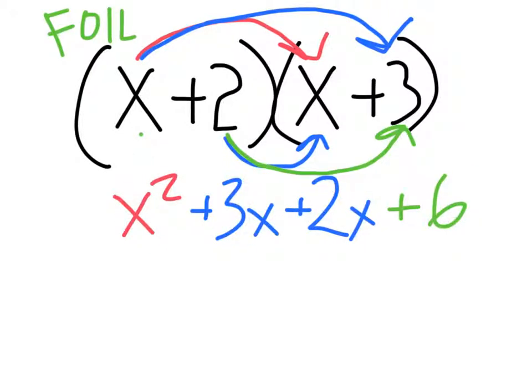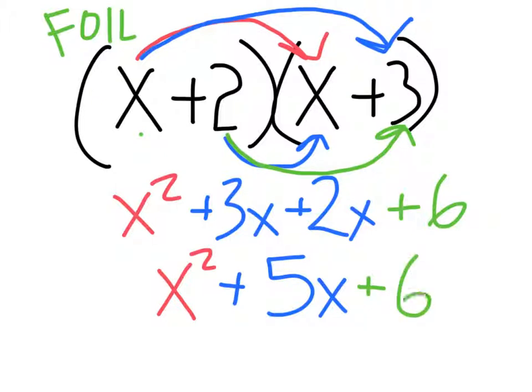And can we combine any like terms? Well, I see here in blue we have a coefficient in x, and we can certainly combine these. So this is going to give us x squared. When we combine these terms, it's going to be plus 5x, and then we're simply going to bring down the 6. And this is our answer.